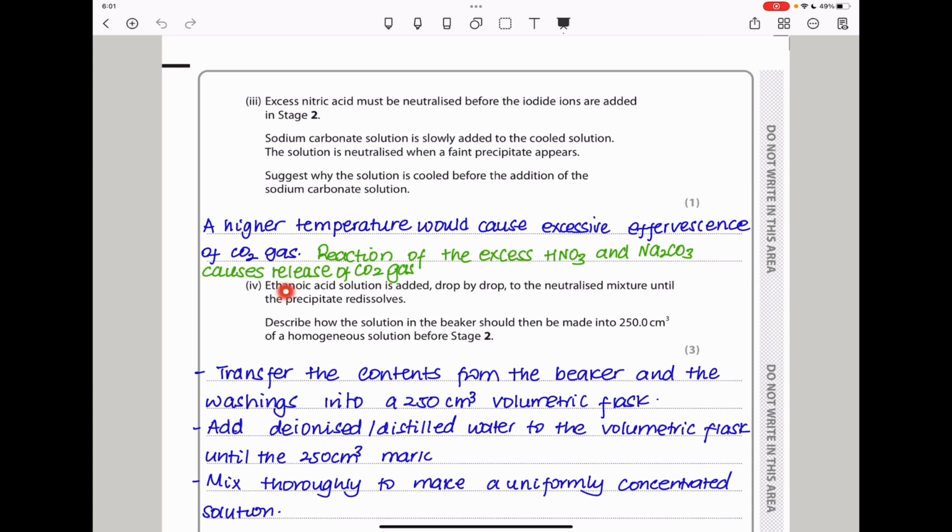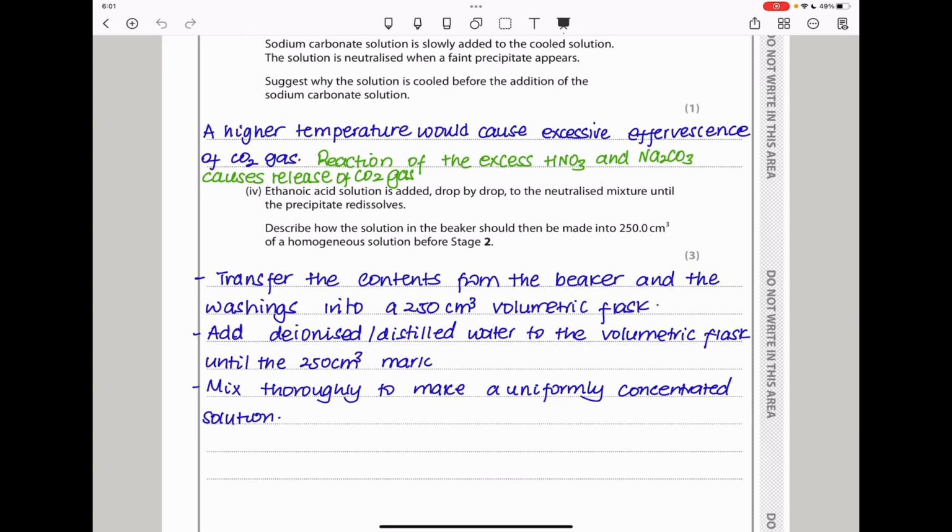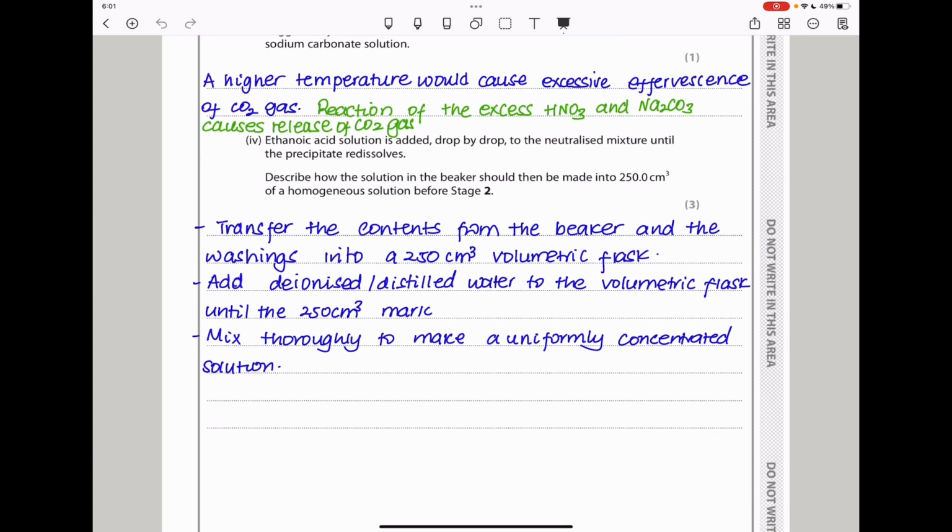Then next, ethanoic acid solution is added drop by drop to the neutralized mixture until the precipitate redissolves. They want you to describe how the solution in the beaker should then be made into 250 centimeters cubed of a homogeneous solution before stage 2. This is preparation of a standard solution. So all you had to do is transfer the contents from the beaker and the washings. You have to include the washings.